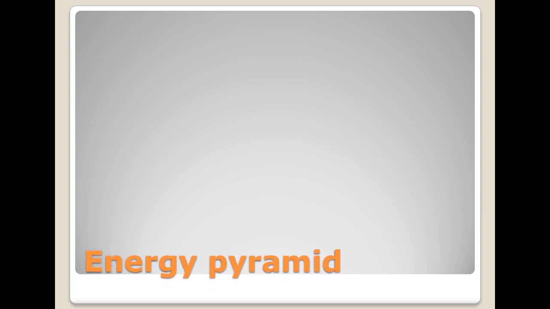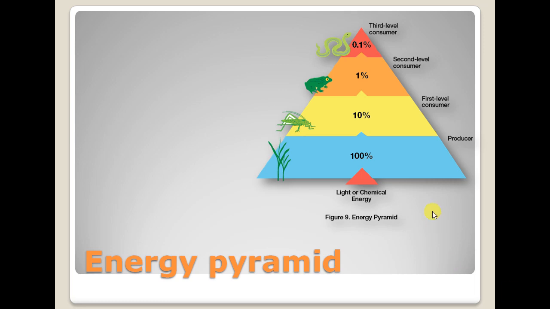Next is the energy pyramid. This will give us an idea of how the energy gets reduced from one trophic level to the other. Let us see over here. This is the base, the first trophic level. Here the energy is 100%. Now out of this 100%, 90% of the energy is used by the producers for their own life processes, while only 10% is transferred to the next trophic level, the first level consumer.